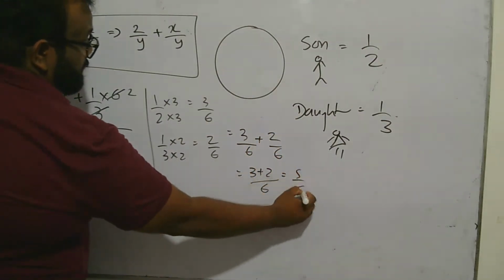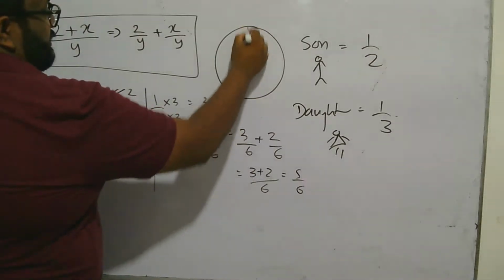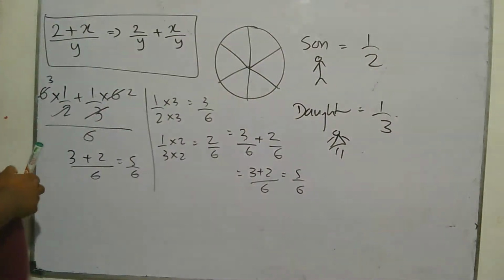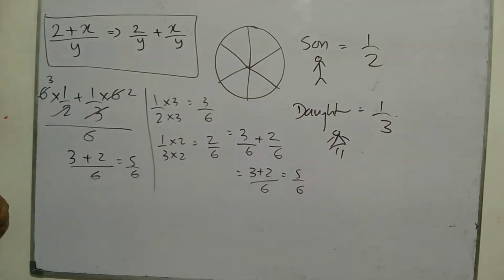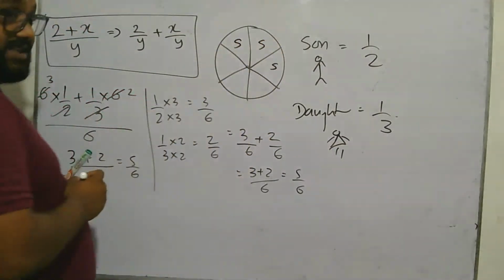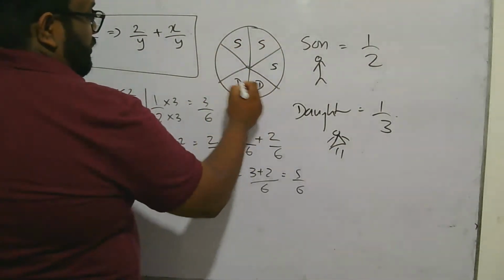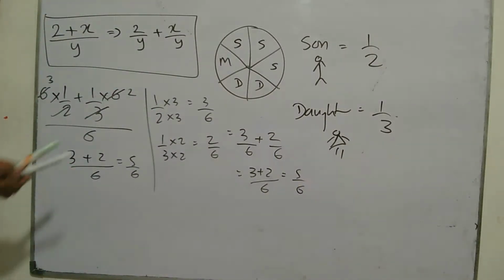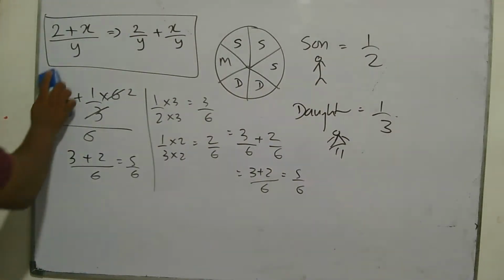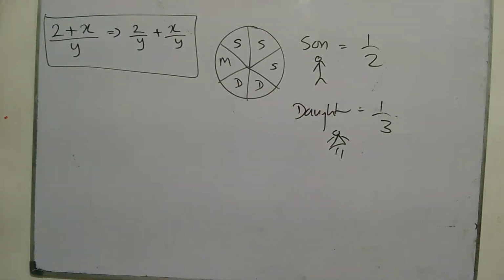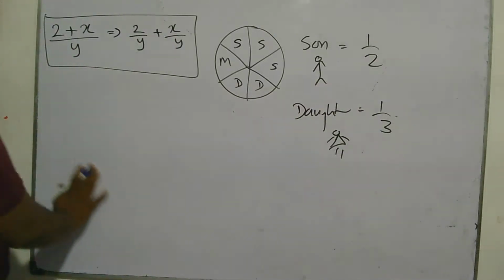Yes or no? Then what does Amma do? She's a very intelligent lady. She cuts the cake into 6 equal parts. Give 3 parts to the son, 2 parts to the daughter. So likewise, when you see fractions, you should understand that we can add or subtract fractions only if the denominators are the same.